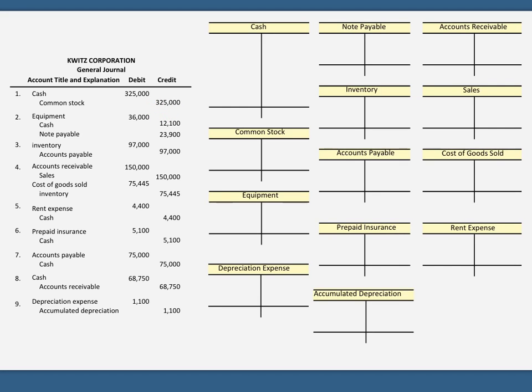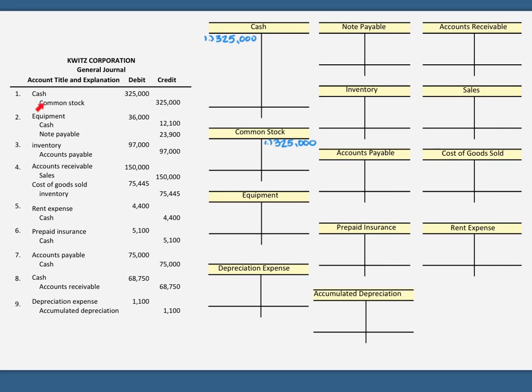So it's simply a matter of putting a debit into the T account for cash. It's good to number it with the number of the problem or the date if the date is given. So we got $325,000 debit, and down here at common stock, $325,000 credit.